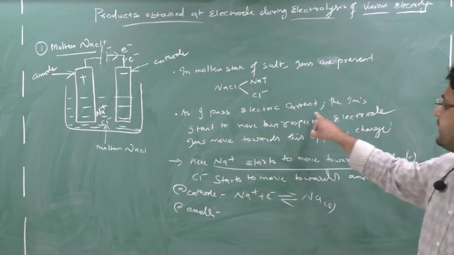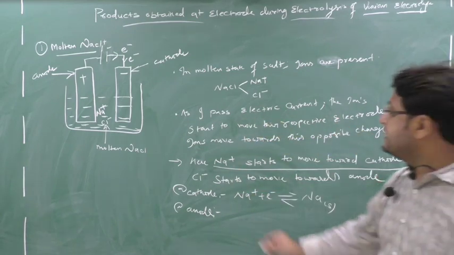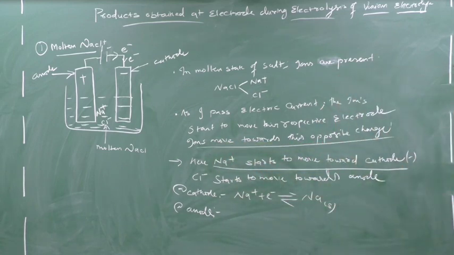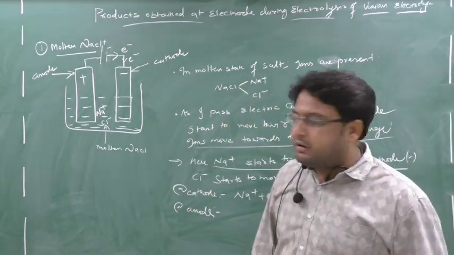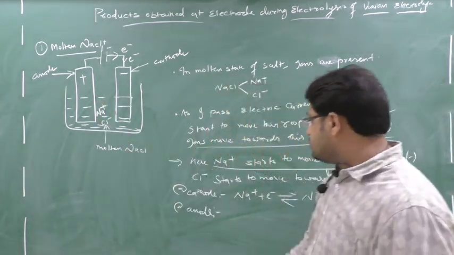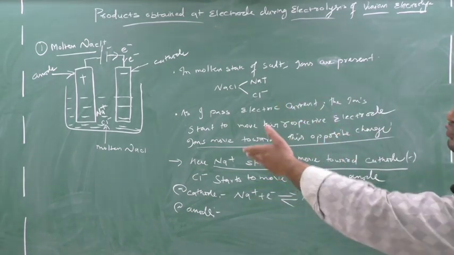So always, as I pass the electric current, the ions start to move towards the respective electrode, or towards the opposite charge. Meaning if the ion is positive, it will move towards the negative electrode, and if the ion is negative, it will move towards the positive electrode. So here Na+ will move towards the cathode and Cl- will move towards the anode.